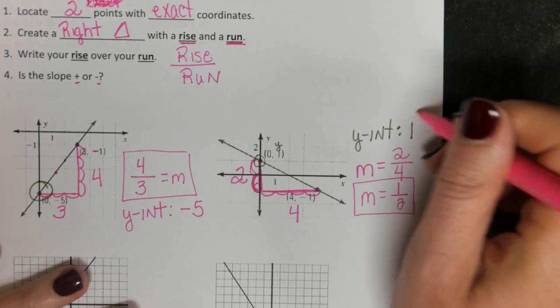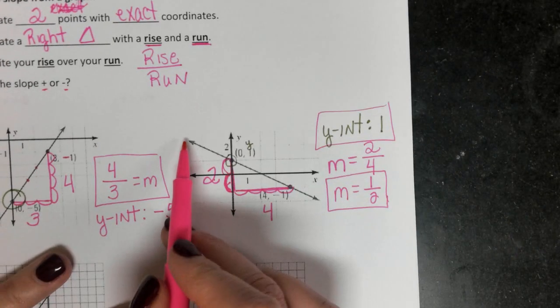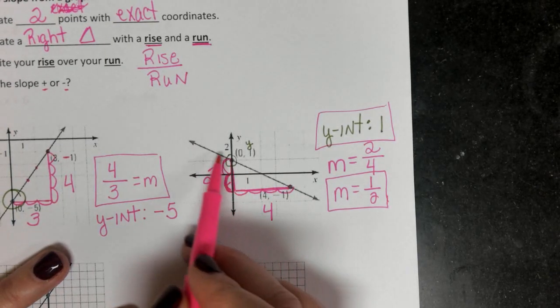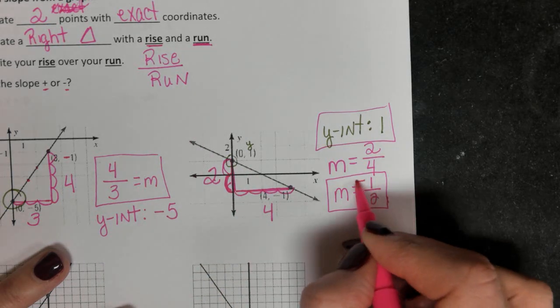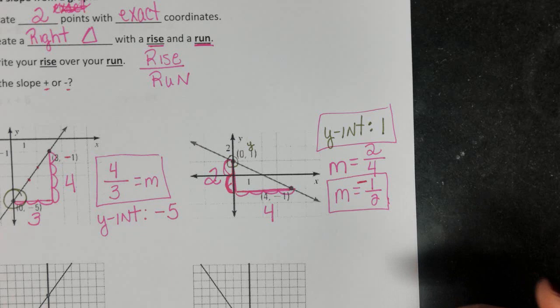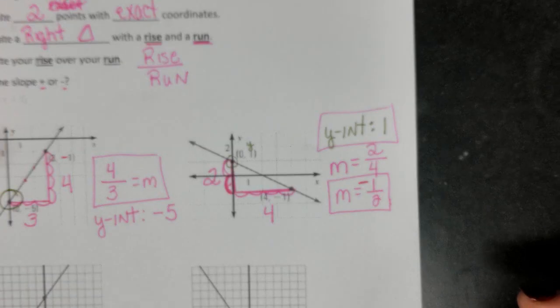Now, I haven't asked myself, is this a positive or negative slope? Notice this is falling to the right, so that is a negative slope. So our slope is -1/2.